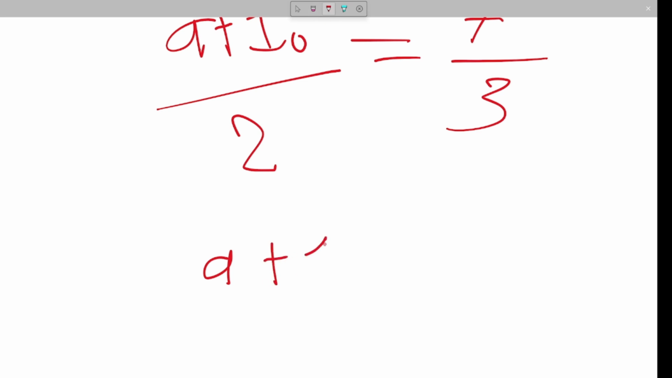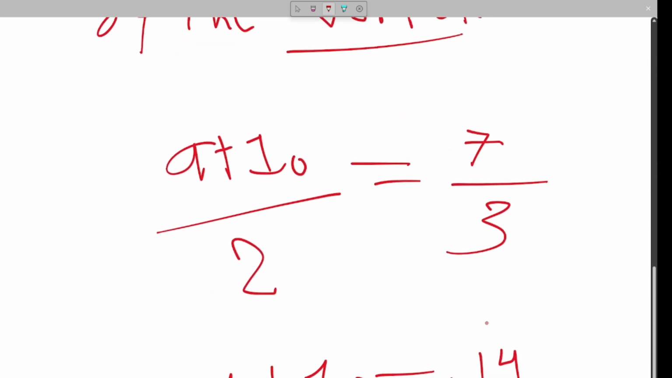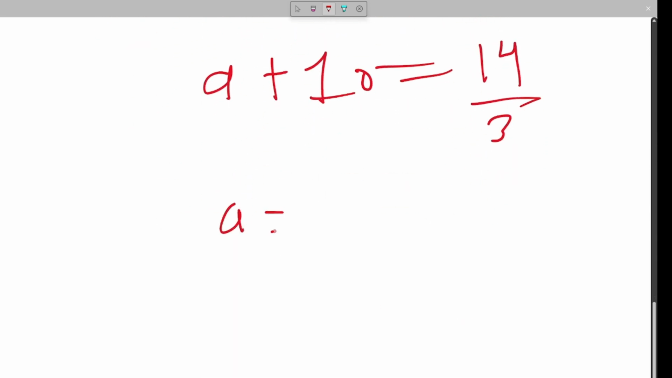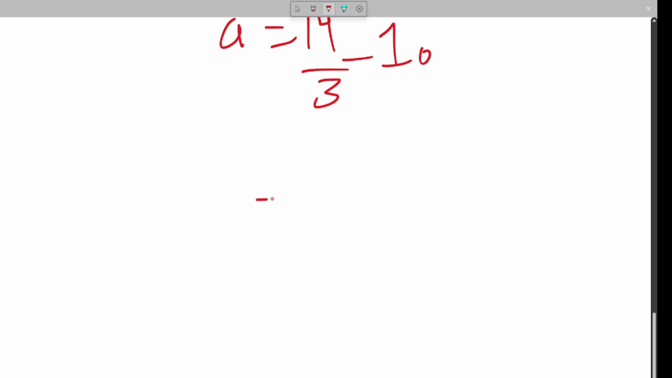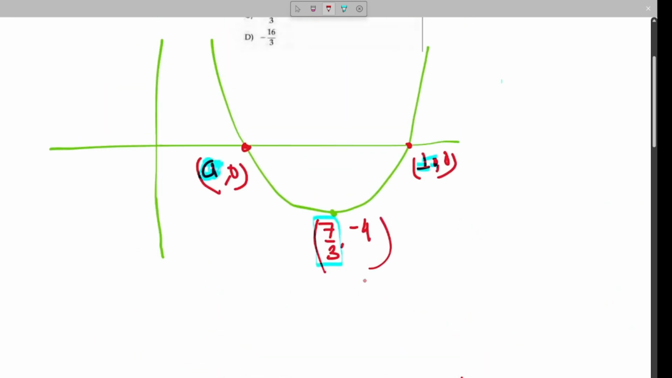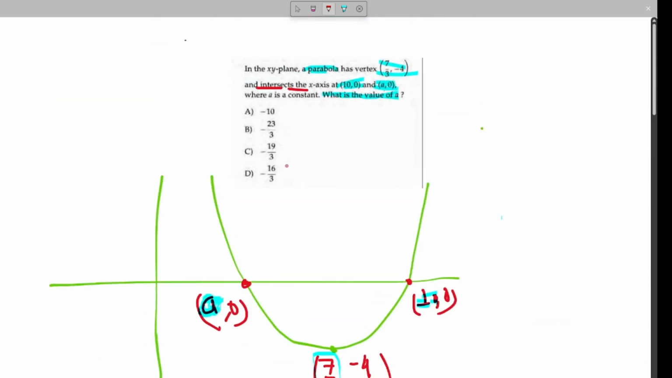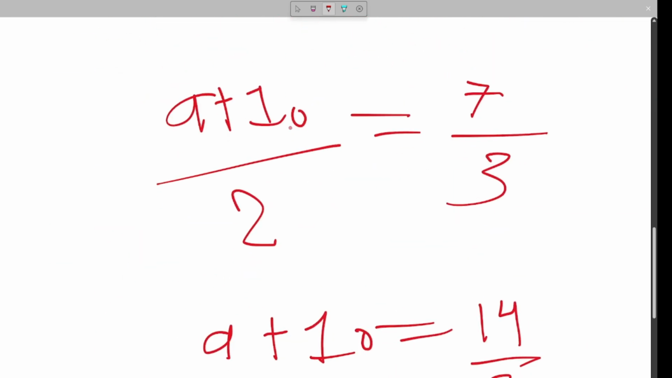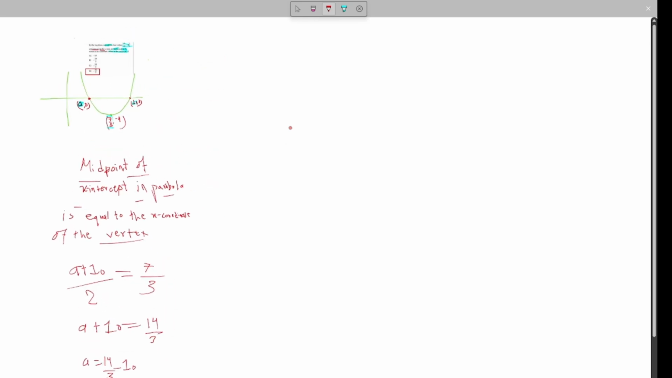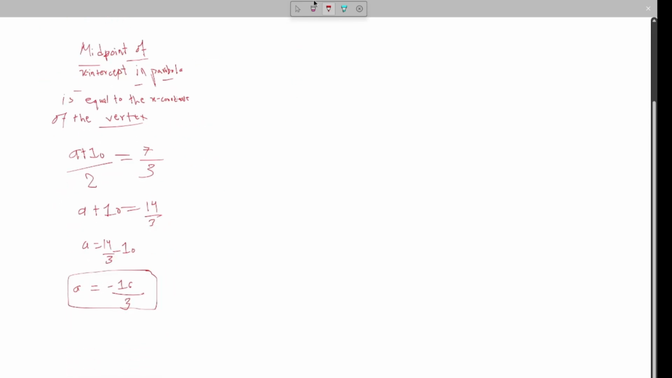So a + 10 is going to be 14/3 and a is equal to 14/3 minus 10. This is equal to -16/3. So -16/3 is our answer. a is equal to -16/3, which is option D. Yeah, that's it for today. Thank you.